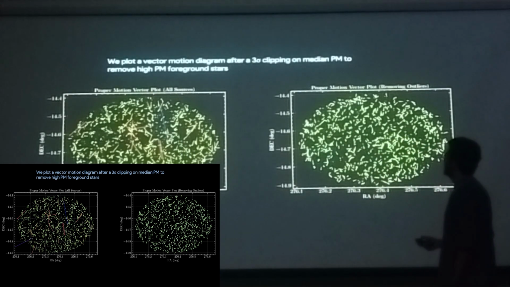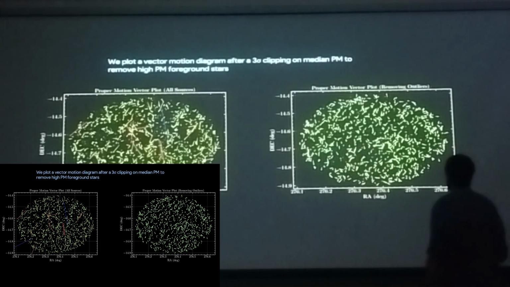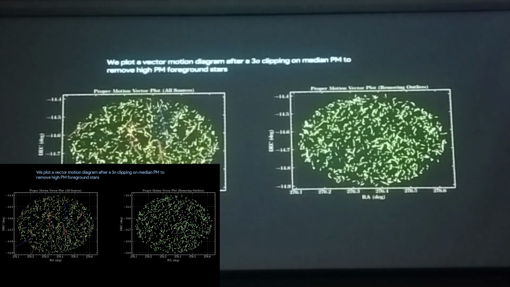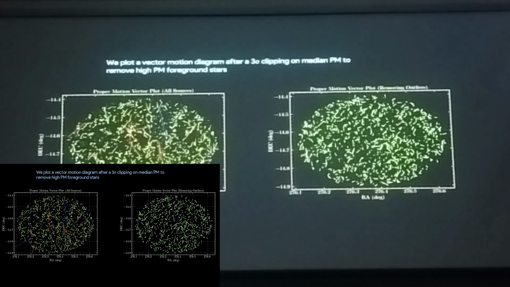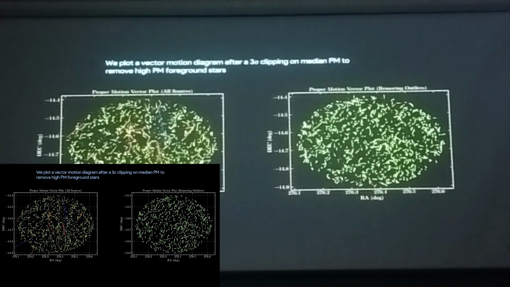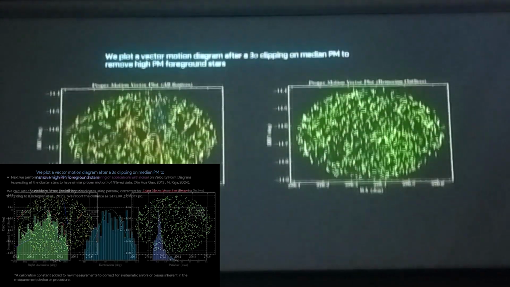And you see, even after doing a sigma clipping, we still can't find the uniformity which is expected in an open cluster region. What it should look like in an open cluster is that all the arrows point in the same direction. So you see there are still very scattered arrows.